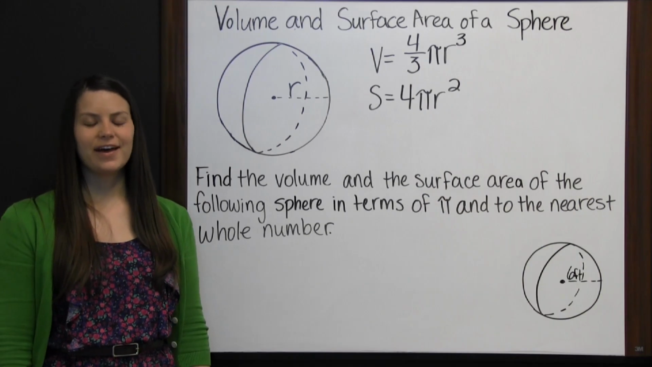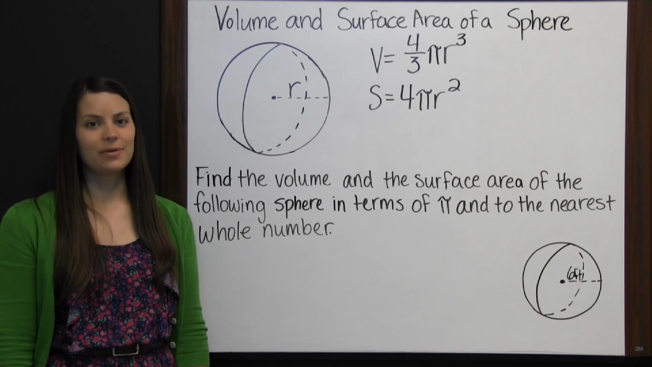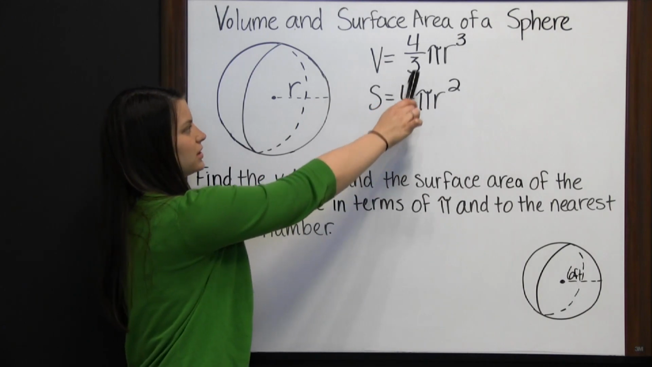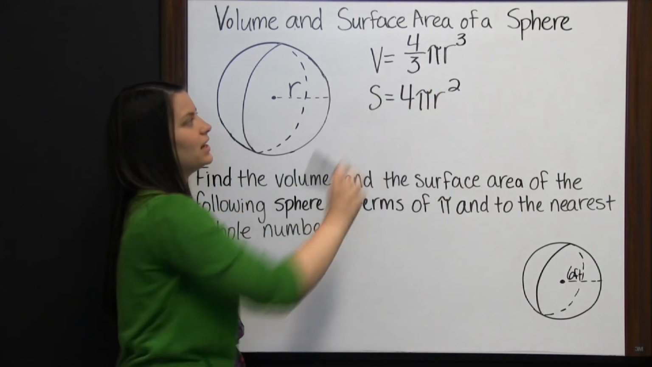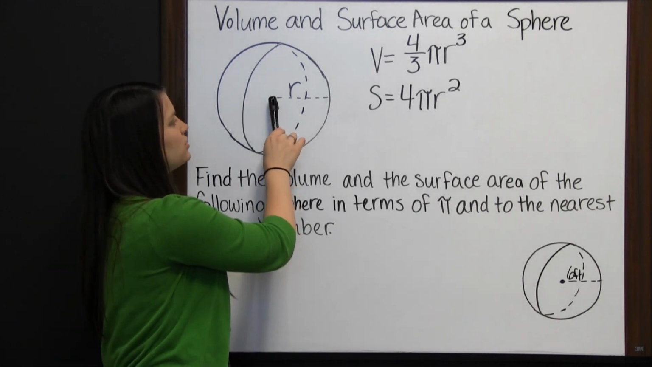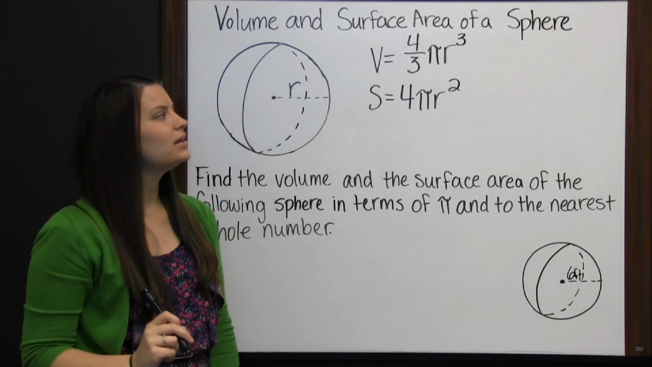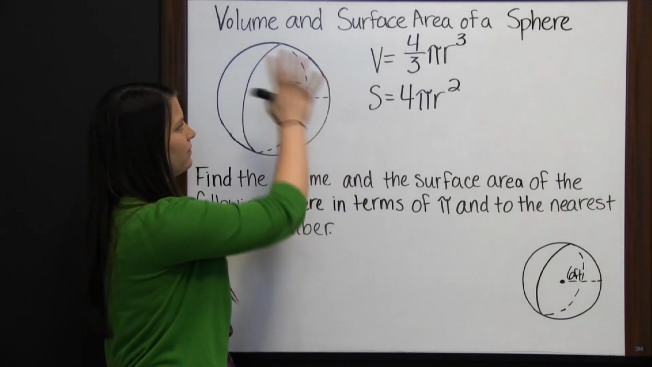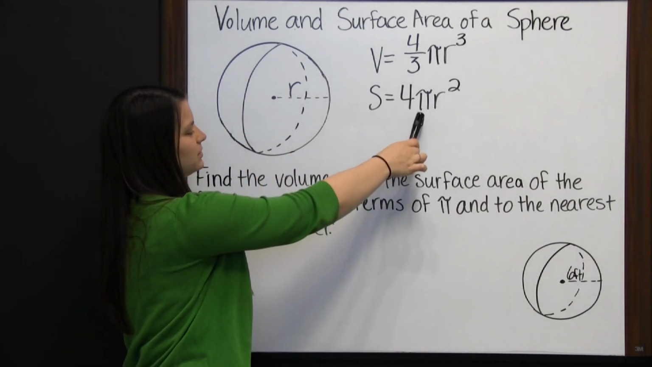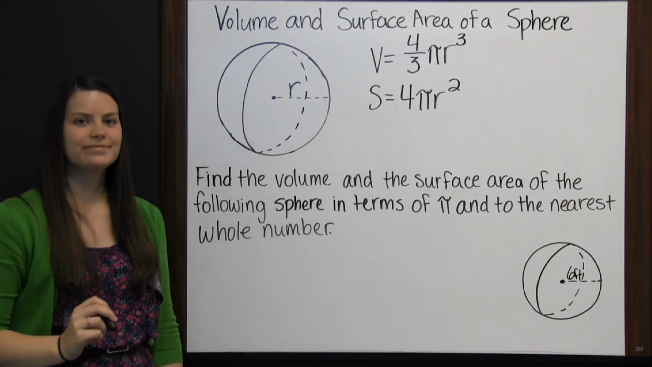Volume and surface area of a sphere. Volume is the space that a figure occupies. The volume of a sphere is found by multiplying 4/3 times pi times the radius cubed. The radius is a segment that goes from the center of the sphere to a point on the outside of the sphere. Surface area is the area of the complete surface of the sphere, and it's found by multiplying 4 times pi times radius squared. Let's look at an example.